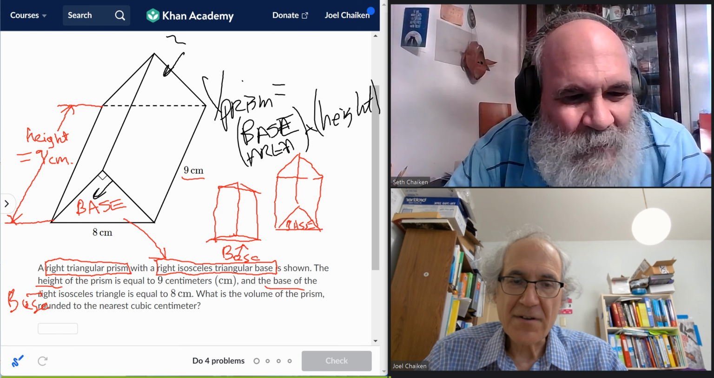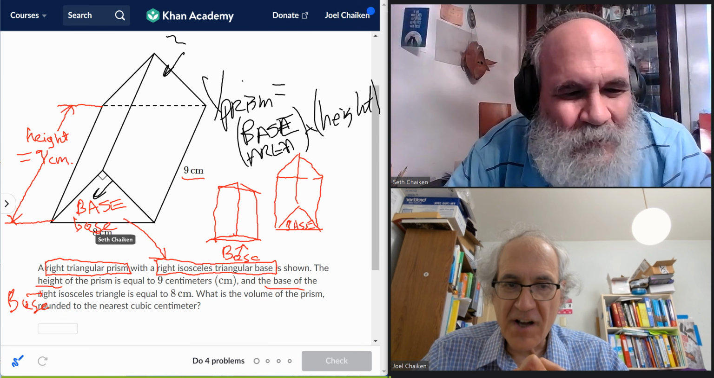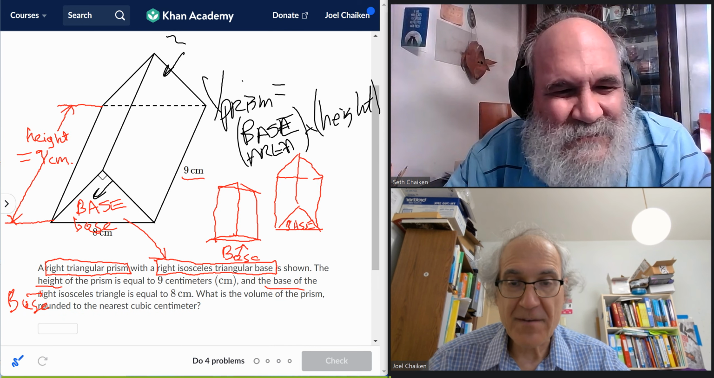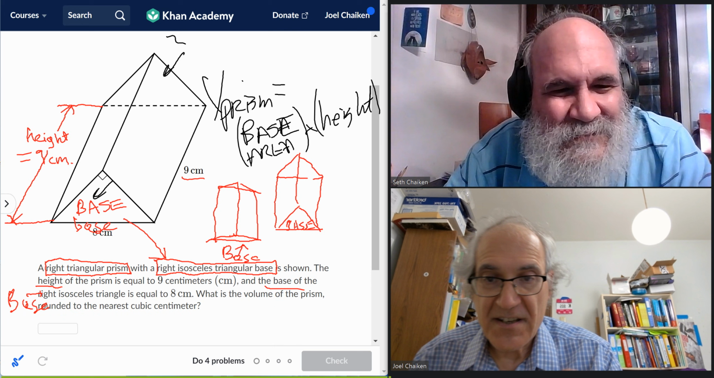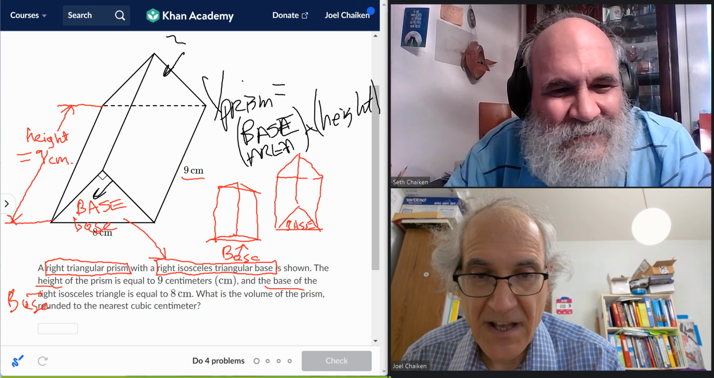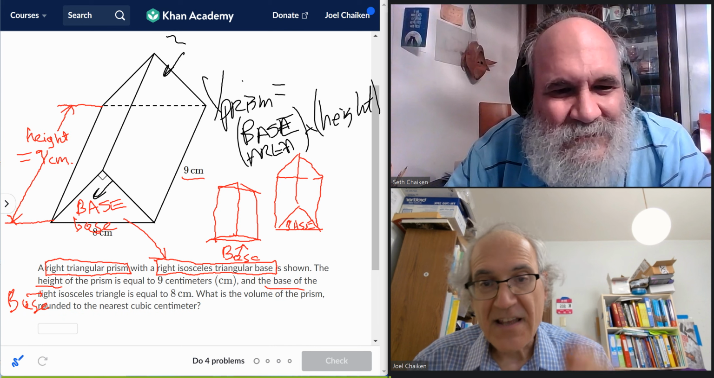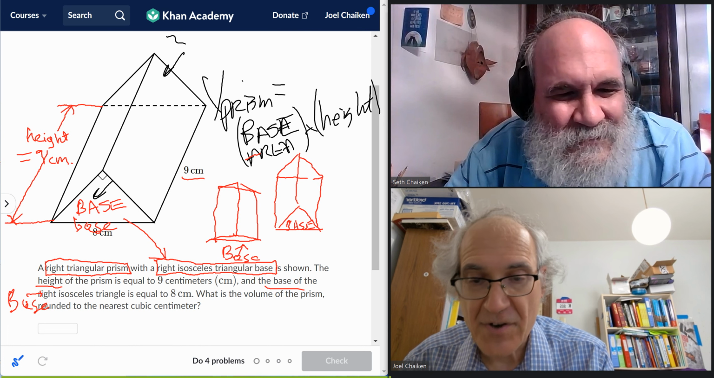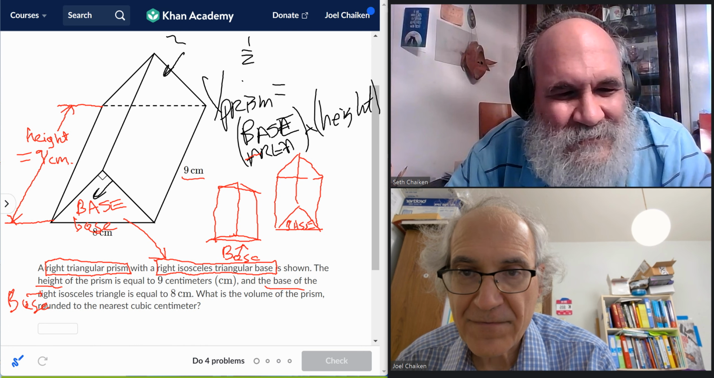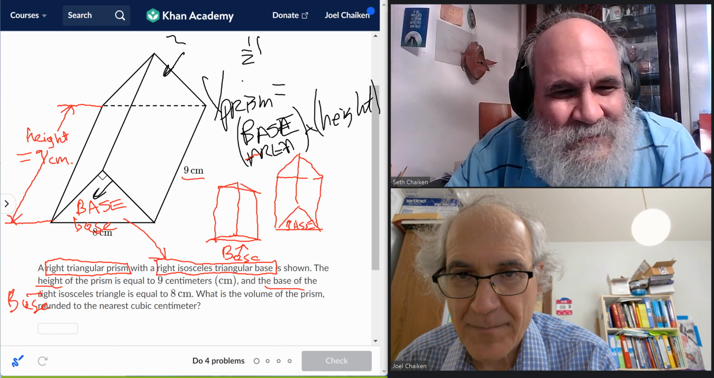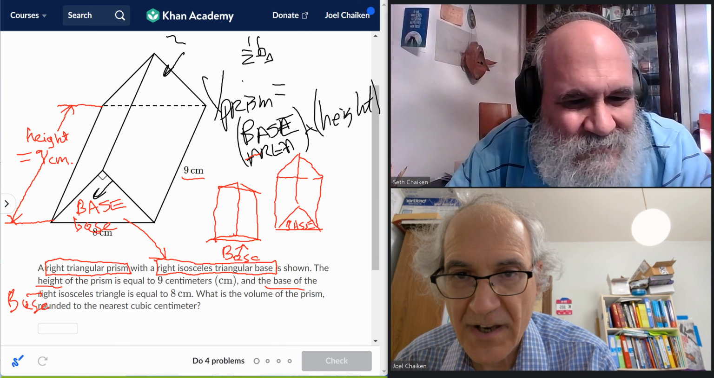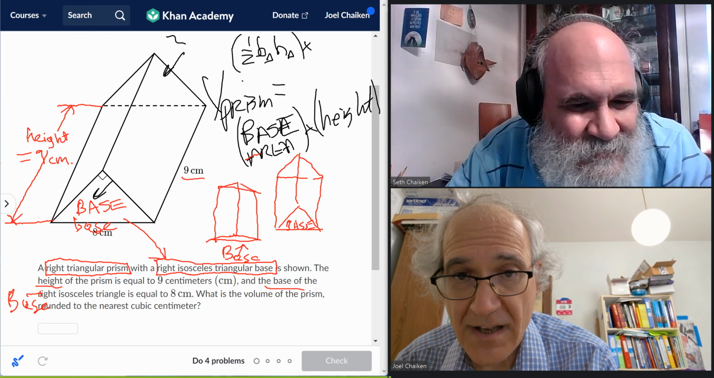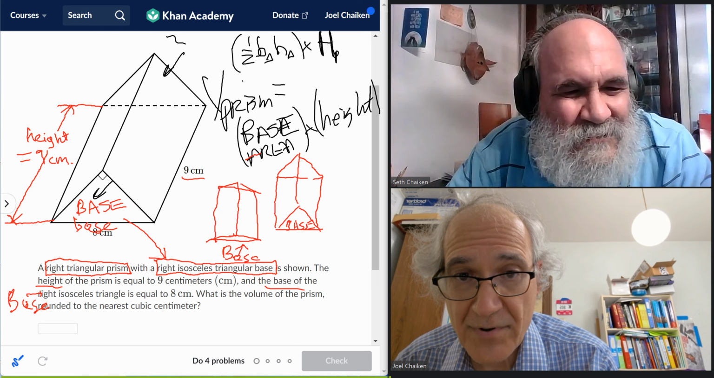So the way I strongly suggest doing geometry problems is write out the formula first and put the numbers in last. So here's the formula. The volume of a prism is the base area times the height. Now, what is the shape of the base? The shape of the base is a triangle. What is the formula for the area of a triangle? It's 1/2 times little b, the base of the triangle, times the height of the triangle. And this is all times the height of the prism.